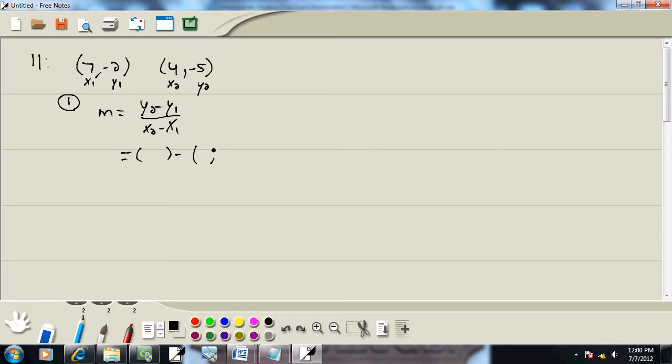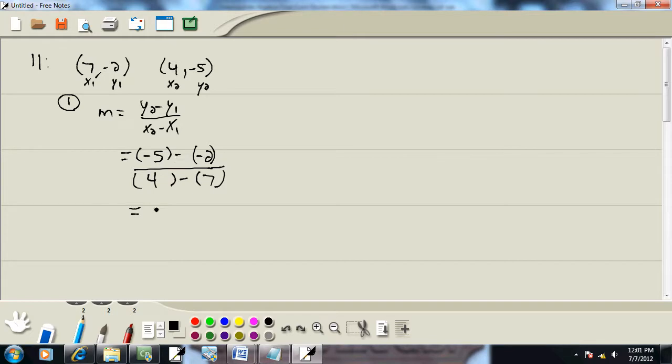Usually I tell people that it's best to put parentheses where your variables are and then plug in your numbers, especially if you're just learning it. y2 is -5 and y1 is -2. x2 is 4 and x1 is 7.